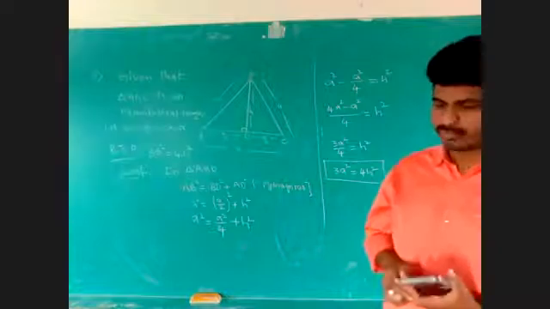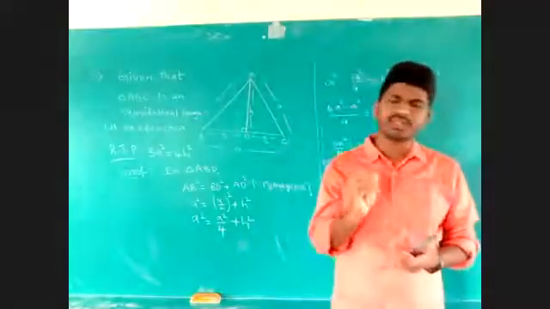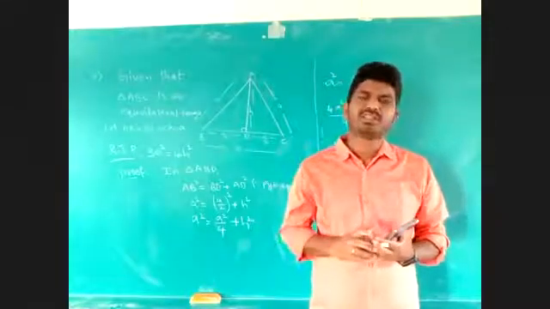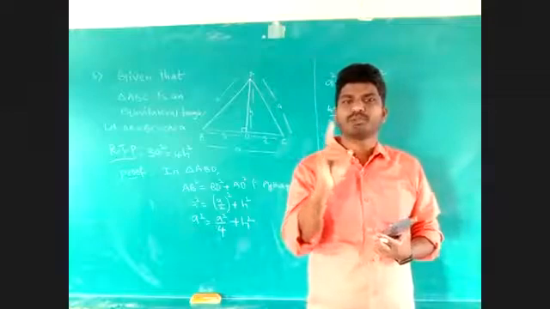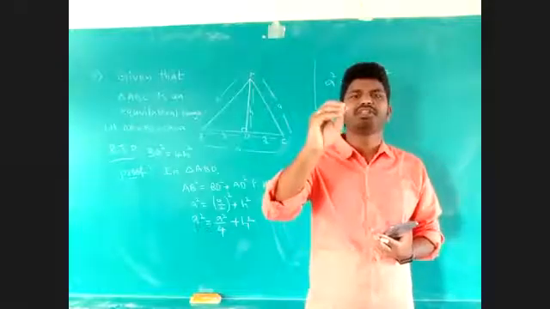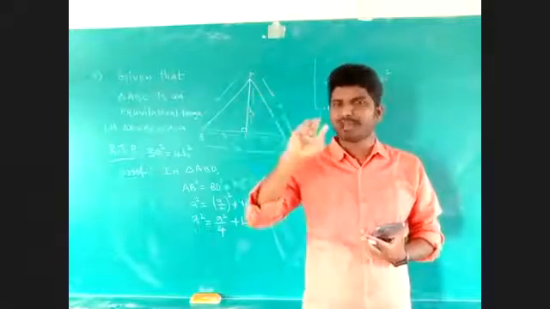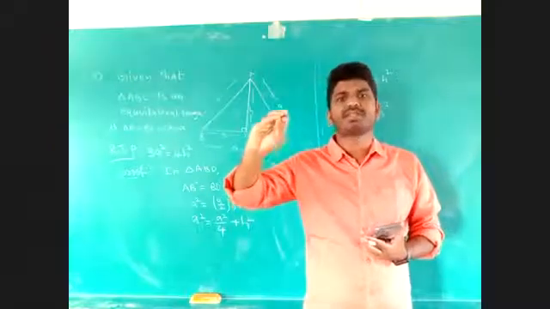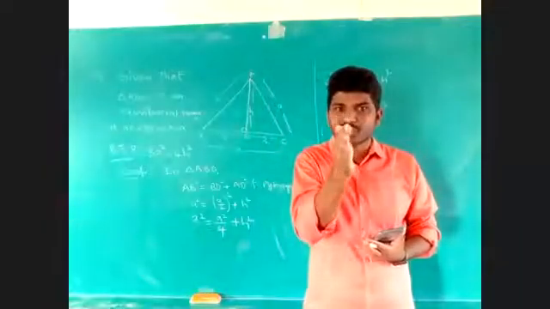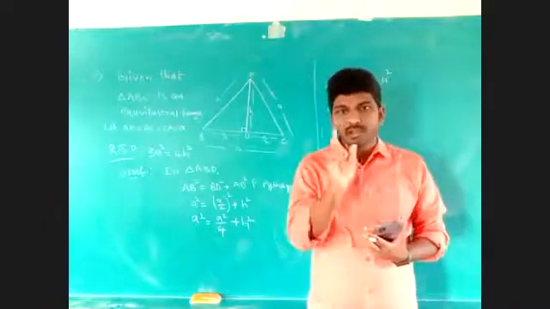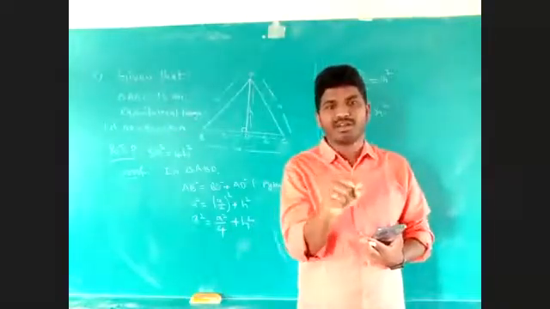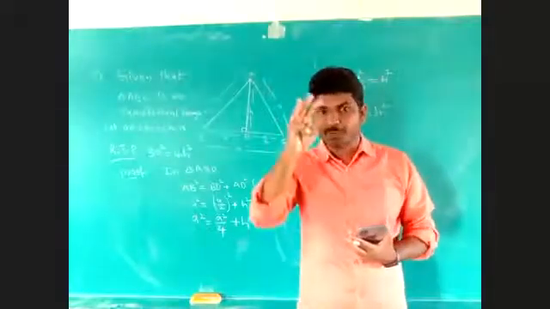So next question. Remember one thing, in this chapter we have only 3 concepts. Those 3 concepts are basic proportionality theorem, similarity of similar triangles, and the third one is Pythagoras theorem. If it is a right angle triangle concept, then apply Pythagoras theorem. A right angle triangle means that the problem belongs to Pythagoras theorem. You should identify whether the given question belongs to basic proportionality theorem, similarity of triangles, or Pythagoras theorem.